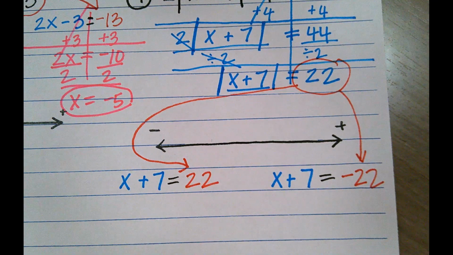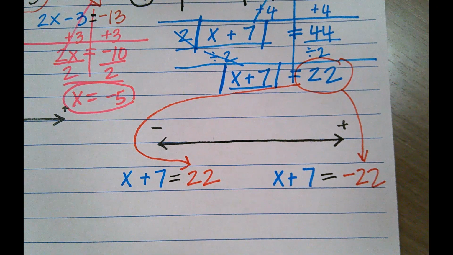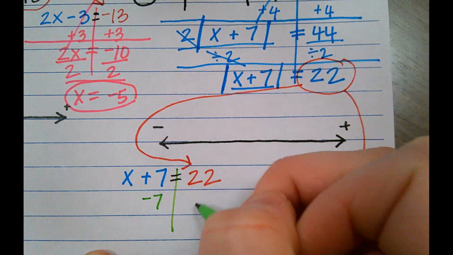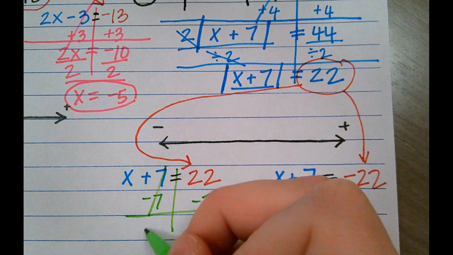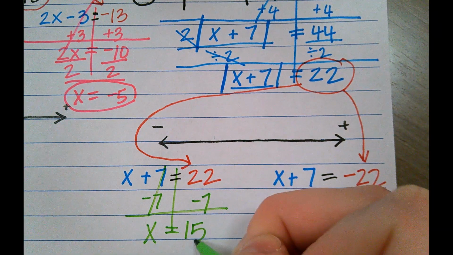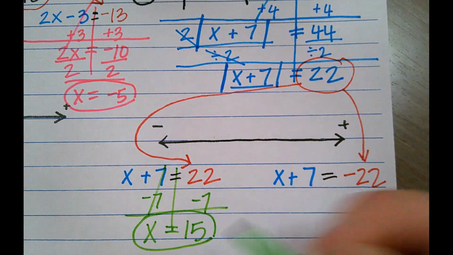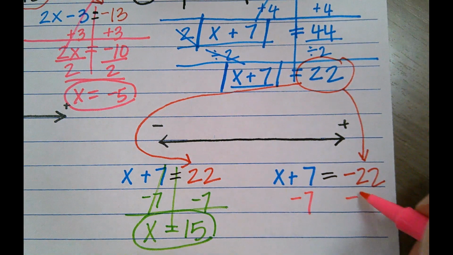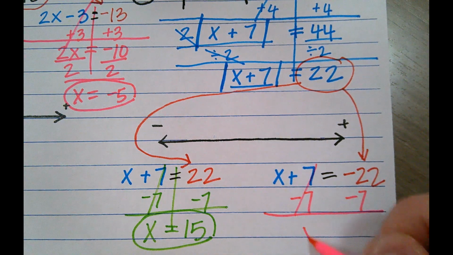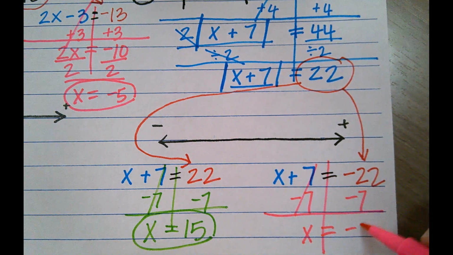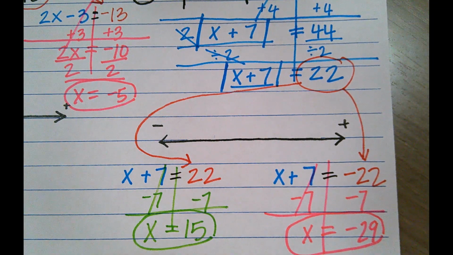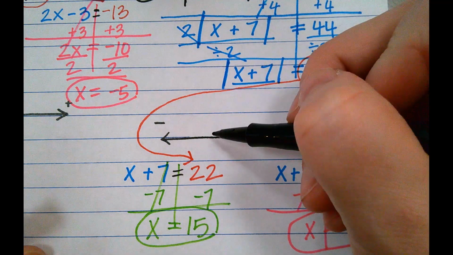Okay, so now I have my two equations. Let's solve them. Minus 7. Minus 7. x equals 15. Minus 7 over here. Good. x equals negative 29. Perfect. x equals negative 29. There we go. Which one comes first on the number line? Negative 29. Good.